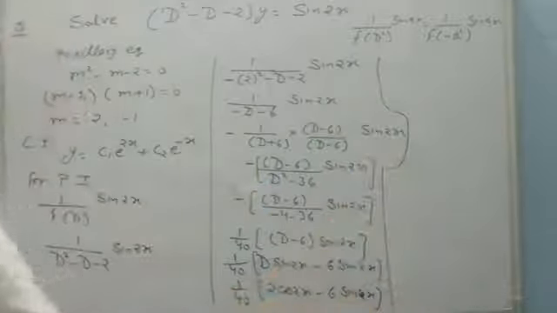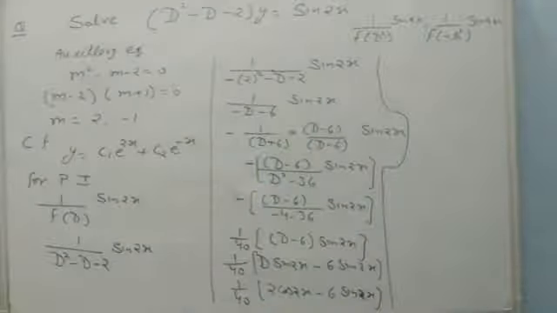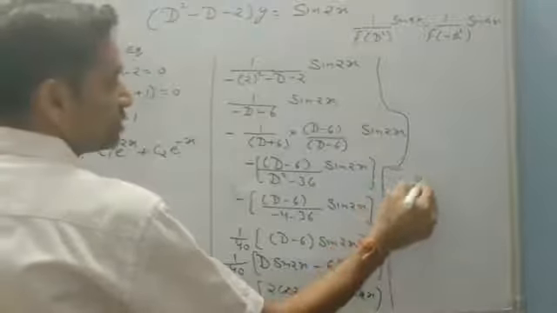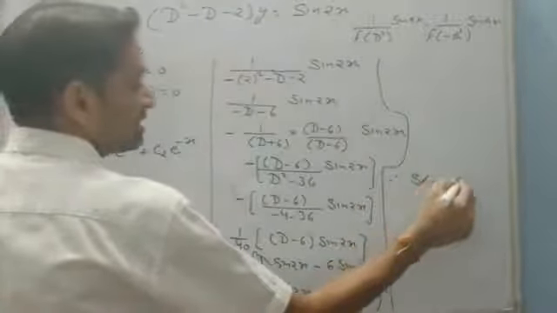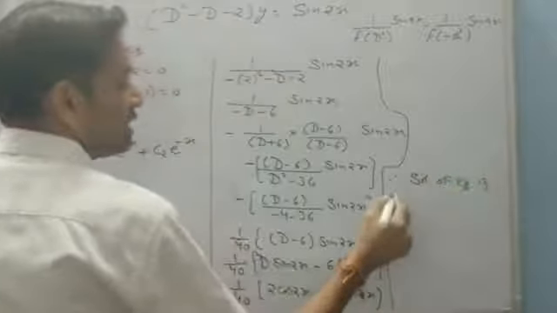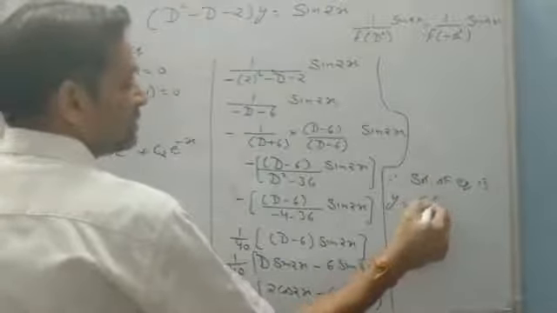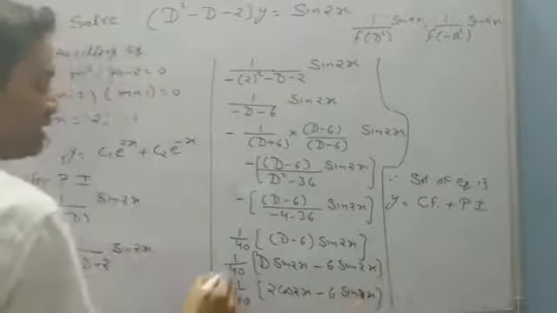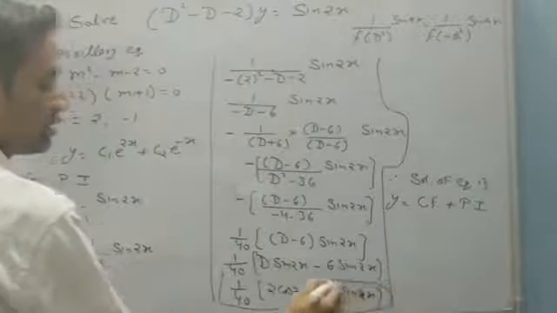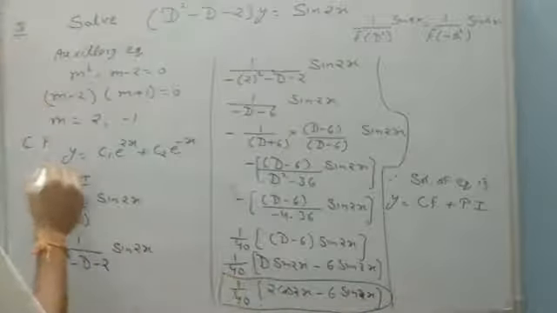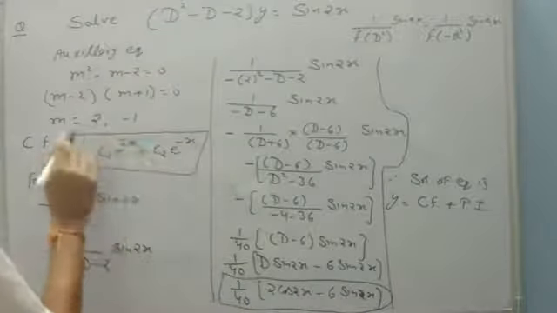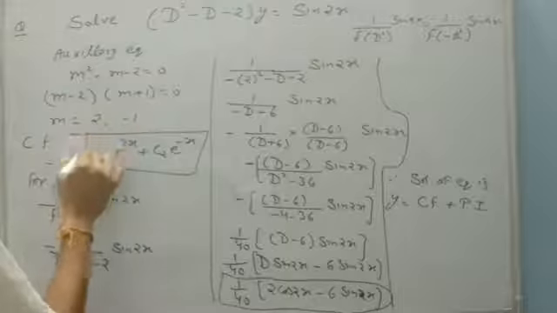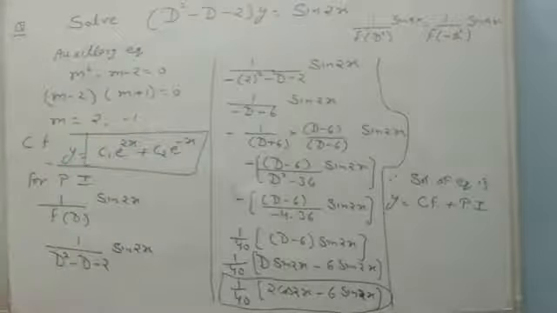Now the solution is, therefore the particular is this, so we can say the solution of the equation is y equals CF plus PI. This is our PI and this is our CF. Just put these two values and add them, you will get the answer.